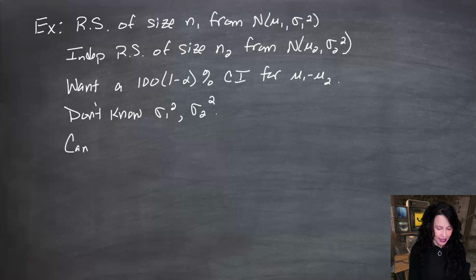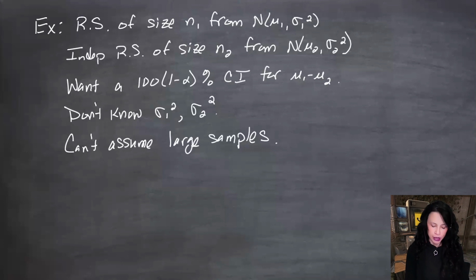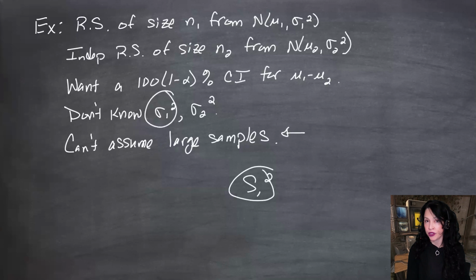And we can't assume large samples. So if at least one sample, like n1 sample size, is small, or n2 less than or equal to 30, then we are going to have a problem plugging in s1 squared for sigma 1 squared and s2 squared for sigma 2 squared, because we did that based on a convergence in probability result, and that assumes the sample sizes are getting large. But if we can't assume large samples, then this is not going to be a good approximation, and the same for the second variance.